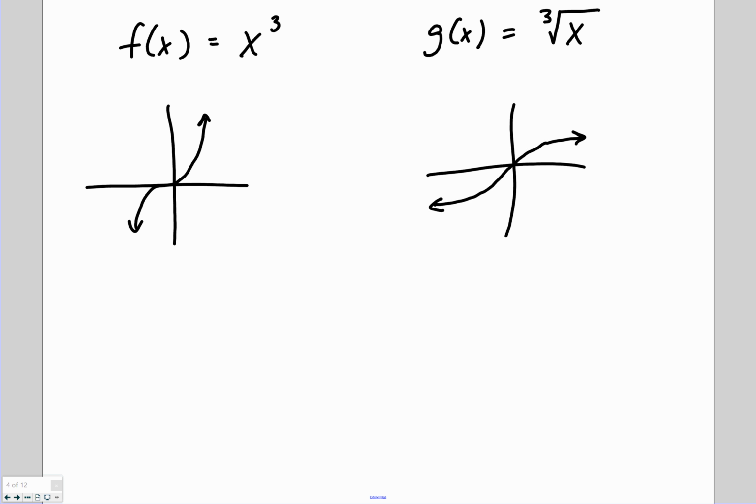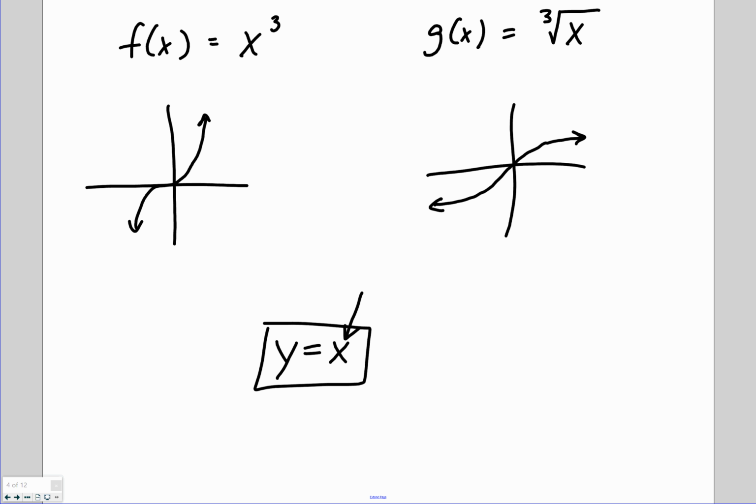Now, you want to know what's crazy about these two functions? These two functions are reflections along this line. All inverses reflect on that line. They're all symmetrical on that y equals x line, which is why when we do f of g of x and g of f of x, we're looking for x.